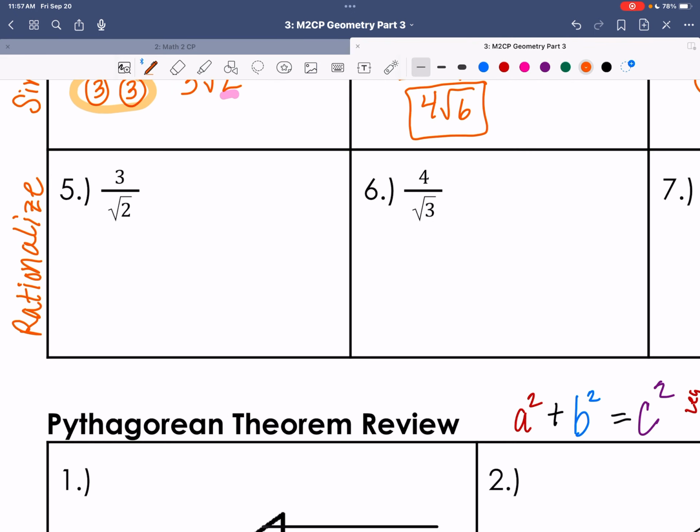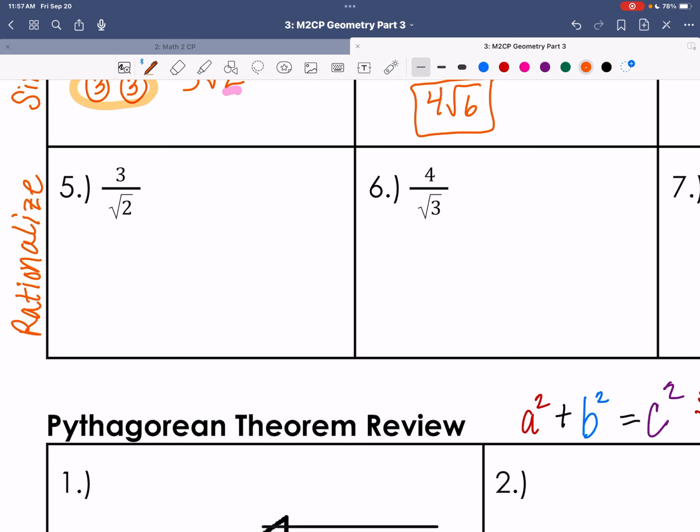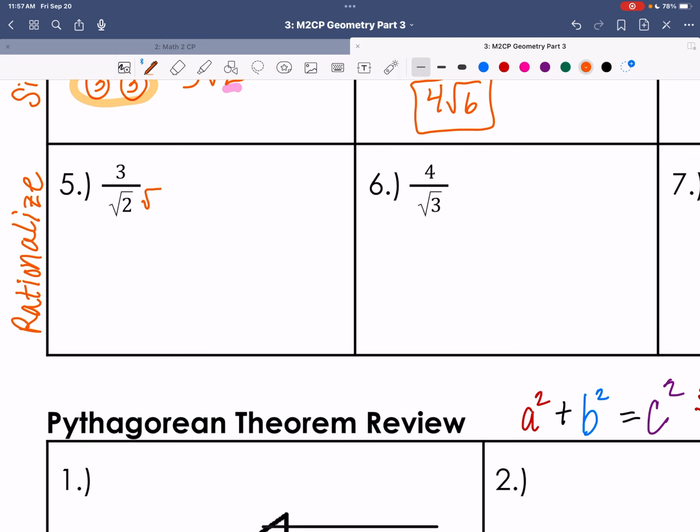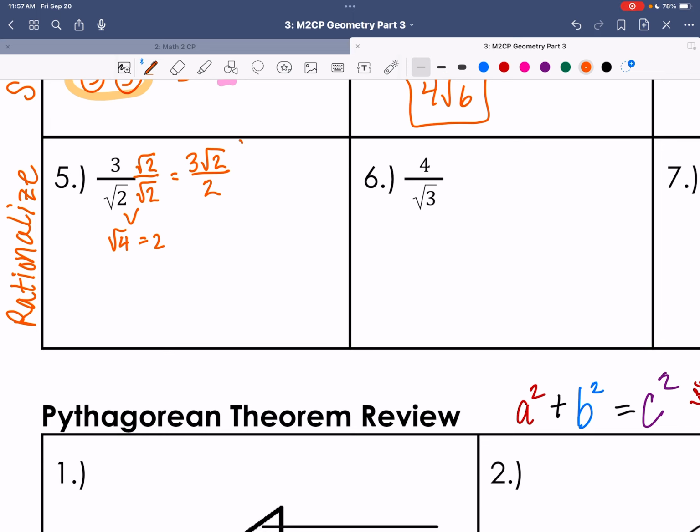So we'll use that, and then we're going to come down here and do these. So now, again, we cannot have a radical, so we're going to make it an equivalent fraction by multiplying top and bottom by root 2. So once you do that, you get 3 root 2. And then these two actually make the square root of 4, which equals 2. So that's why your denominator is 2. Okay? And then now, can you simplify any more? Nope, we can't simplify any more. So that's your answer. So no more radical in the denominator, so you're good.